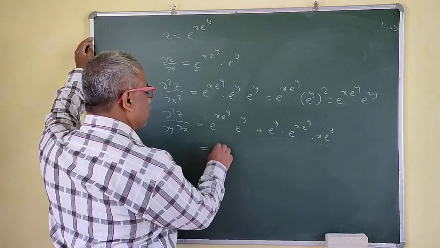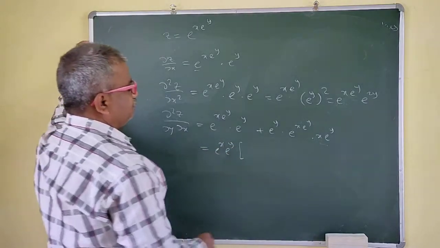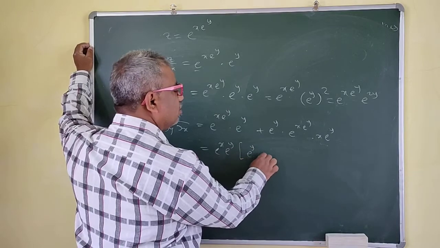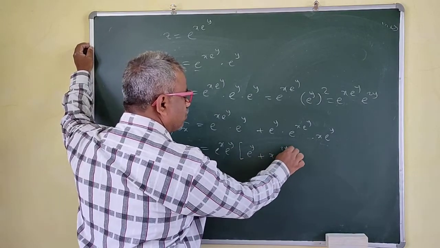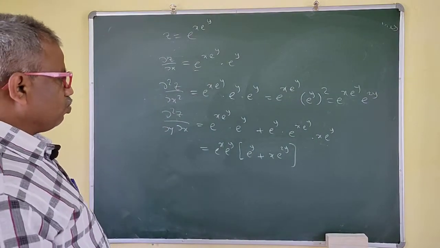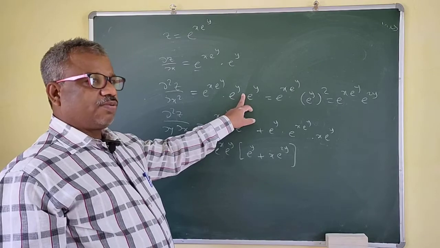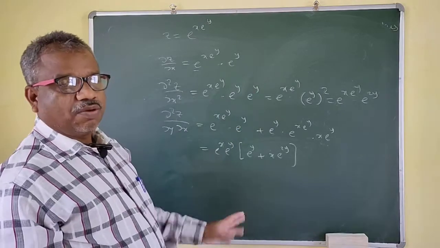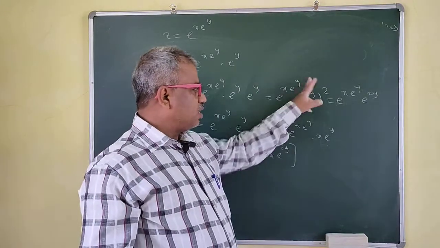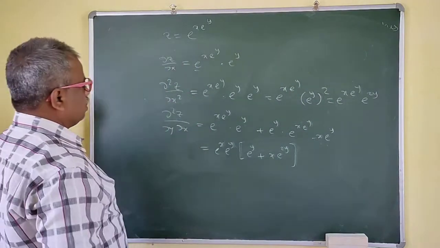We'll take e^(x e^y) as common. We'll just simplify this. So e^y as it is here, plus x e^(2y), since e^y into e^y is e^(2y). If the base is the same and you take the product, then you take the sum of the powers. No need to actually write these steps. Okay, so this is right.